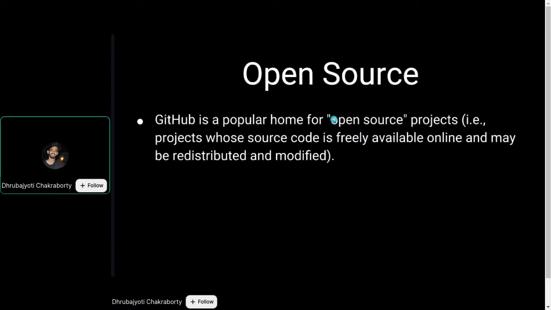Now, what is open source and how are Git and GitHub related to open source? GitHub is a popular home for open source projects, of course, we all know that. Again, what are open source projects? It is code which is available freely online, and may be redistributed and modified.